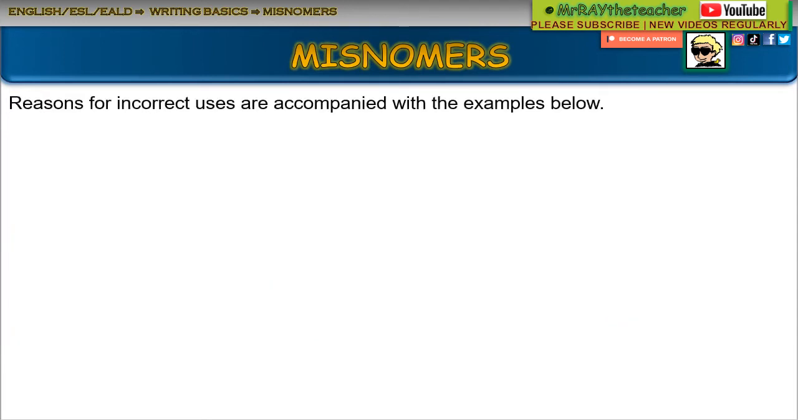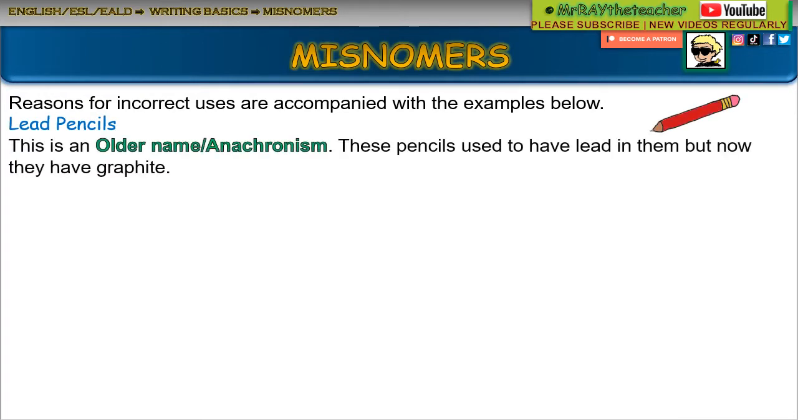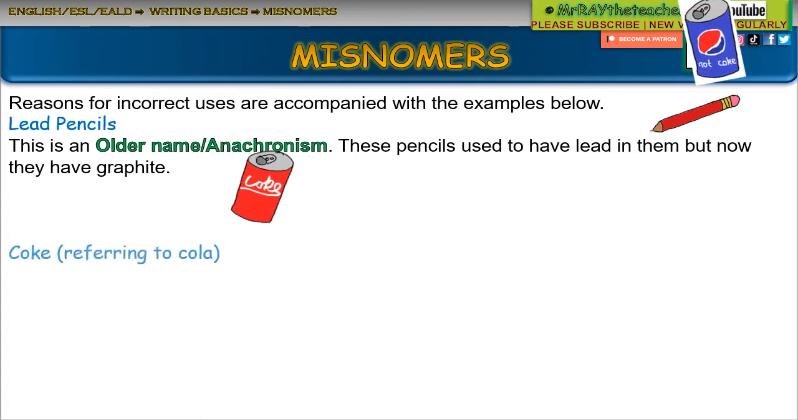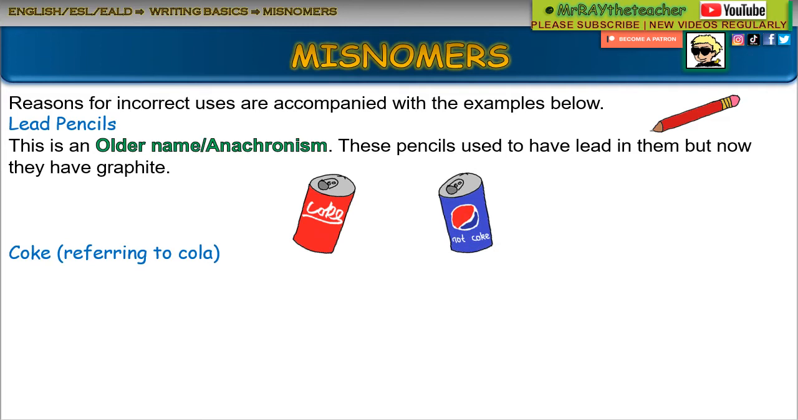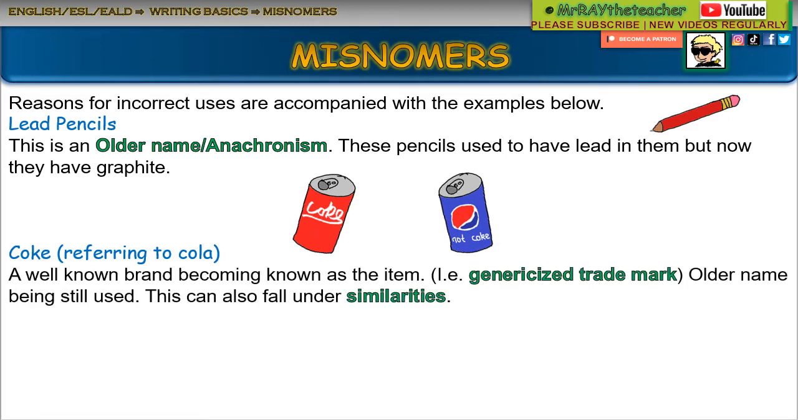So reasons for incorrect uses are accompanied with the examples below. Lead pencils: it's an older name, an anachronism. These pencils used to have lead in them, but now have graphite. Maybe because lead's dangerous and we value life. Coke, when referring to cola: a well-known brand becoming known as the item. That's a genericized trademark, and I've got a video on that, so all the names are still being used.